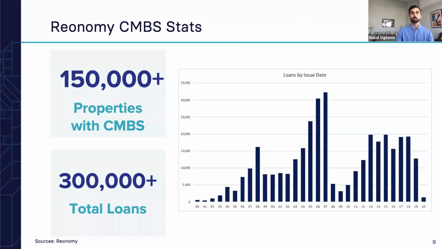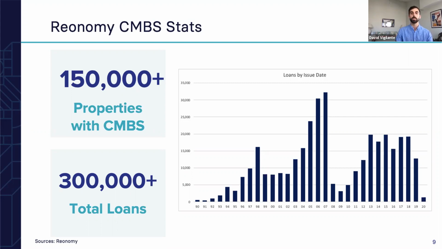Within the platform itself, we have identified about 150,000 properties that have CMBS mortgages, either currently or historically associated with them. Across those 150,000 properties, it's about 300,000 total loans that we have. Of course, again, covering 52 million properties, this is a very small percent of the overall properties that we have on the platform.